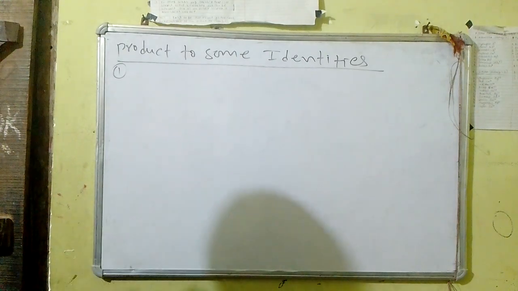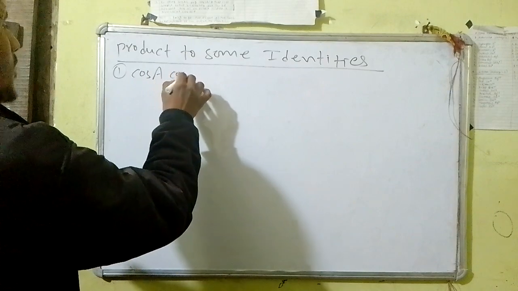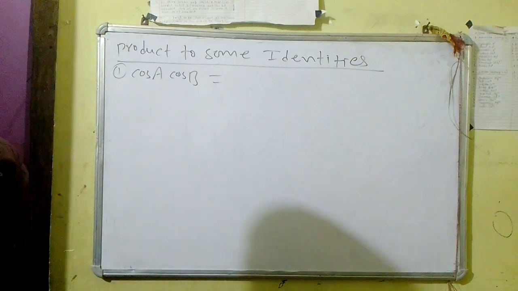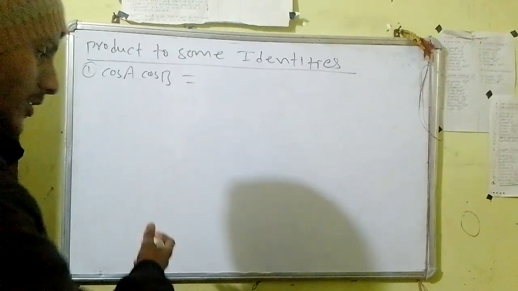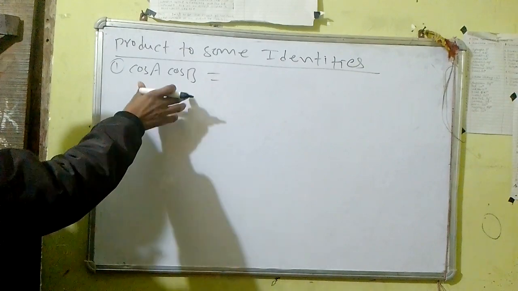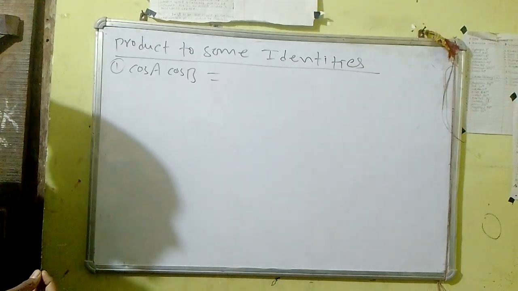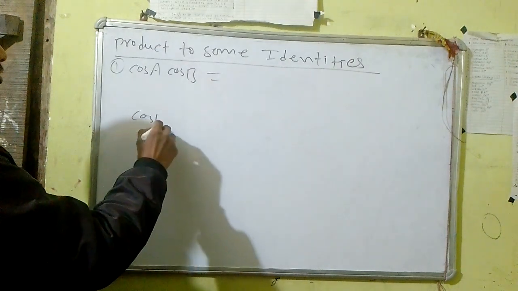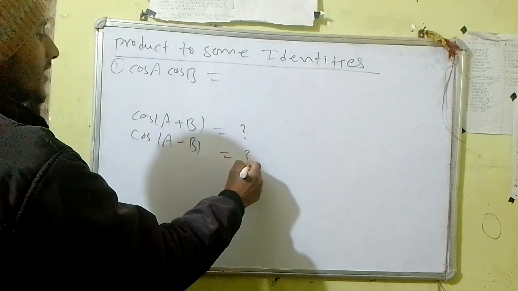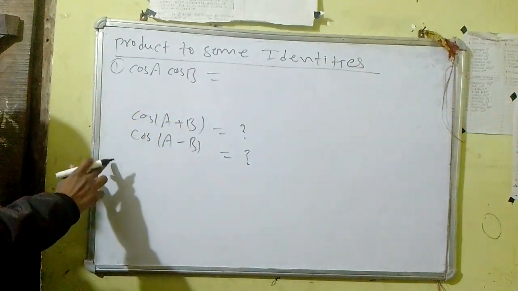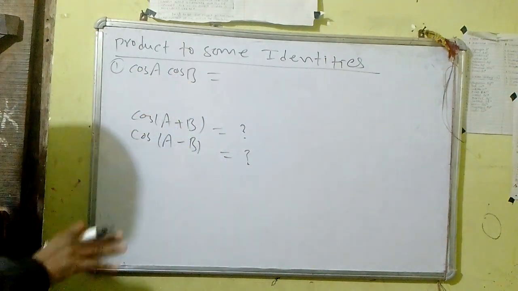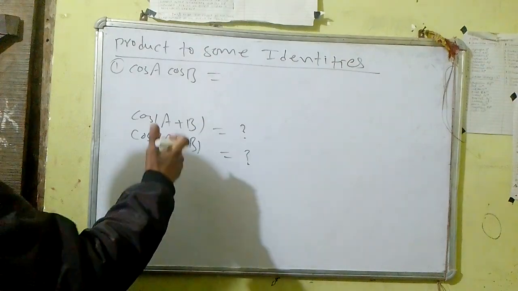So the first identity is cosine A cosine B. To figure out what this is equal to, you have to look for the identities that have cosine A and cosine B in them, the sum and difference identities, which are cosine A plus B and cosine A minus B. Write both of them down, and then decide what you have to do, whether you have to add those equations up to get the value of cosine A cosine B, in case you have forgotten it.